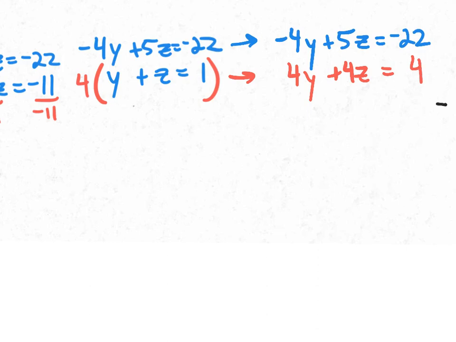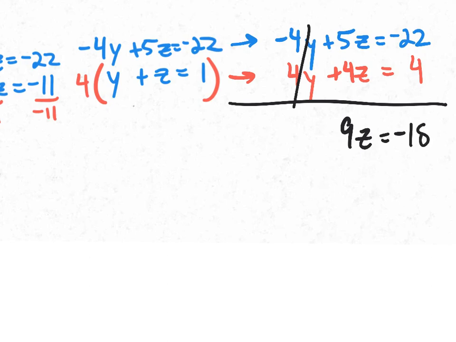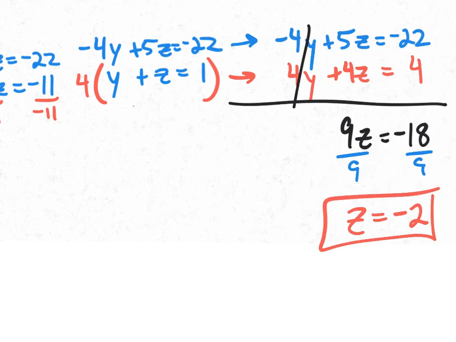And now we're ready to combine the lines. And the y's eliminate. And 5 plus 4 is 9 with the z. And negative 22 plus 4 is negative 18. So that becomes a simple one-step equation. We're going to divide by 9. So z equals negative 2. That is one answer. How many do we need?